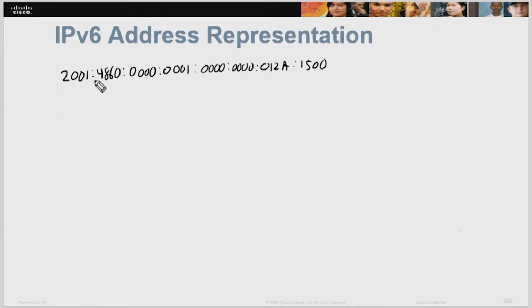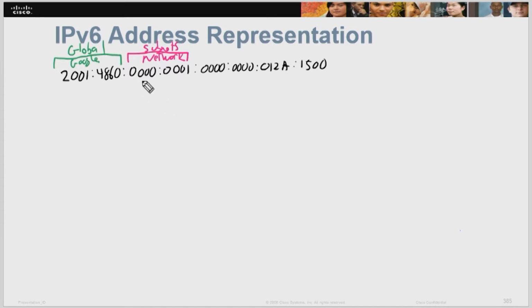So if I look at this first portion, this 2001 4860, that's the global address space. This one actually belongs to Google, so this is a representation of Google. The next 32 bits in here is the subnets that Google defines. Again, we don't really call them subnets, we'll call them networks, but these are network bits, so this is the number of subnets that Google can have. How many subnets can Google have?